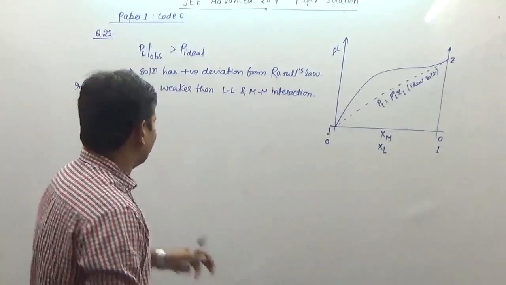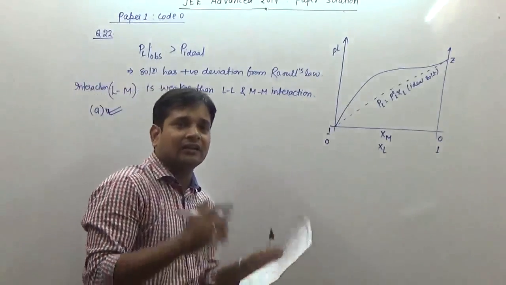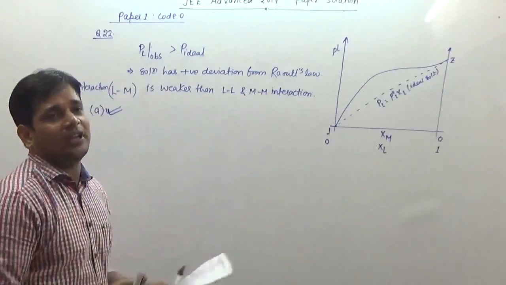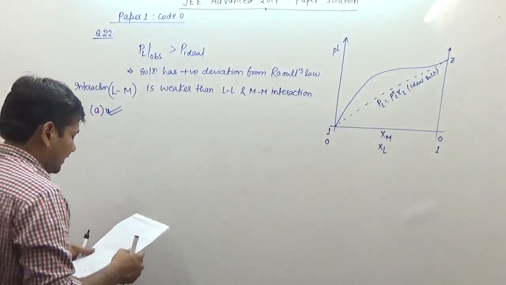It is correct. I have written here. Positive deviation means interaction between L and M is weaker. That's why gas is forming in larger amount. Vaporization is happening in larger amount. So A option is correct.